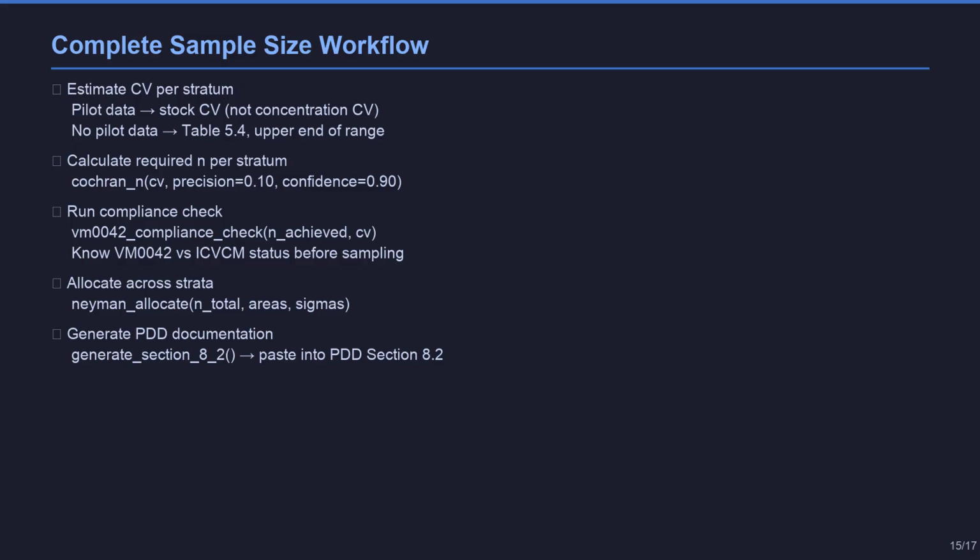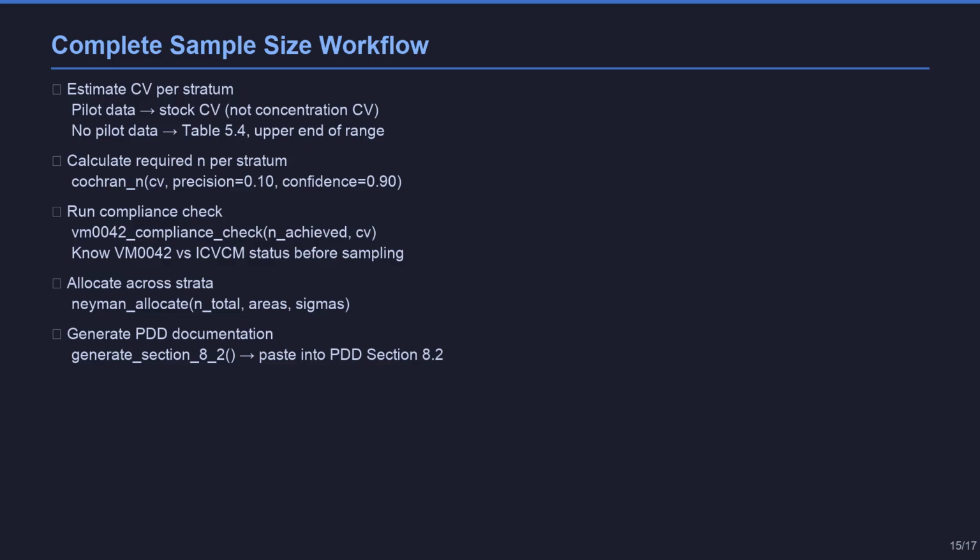The complete sample size workflow is 5 steps. Step 1. Estimate CV per stratum from pilot data using stock CV, or from Table 5.4 using the upper end of the range. Step 2. Calculate required N per stratum using Cochran N. Step 3. Run the compliance check to know whether your design meets VM0042 minimum and whether it meets the ICVCM standard. Do this before you finalize the field plan, not after.